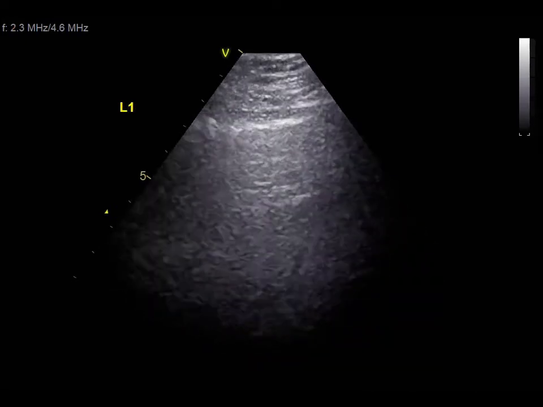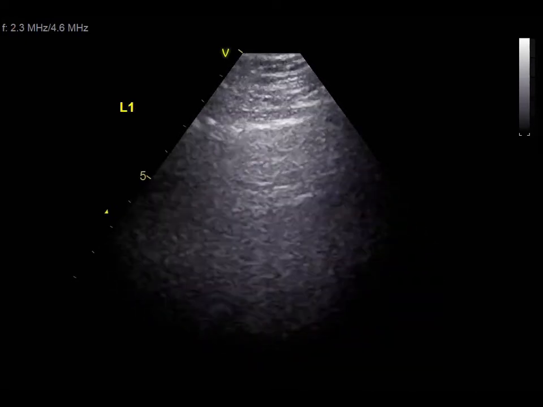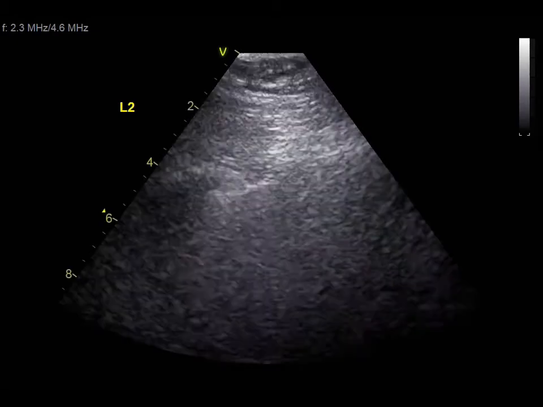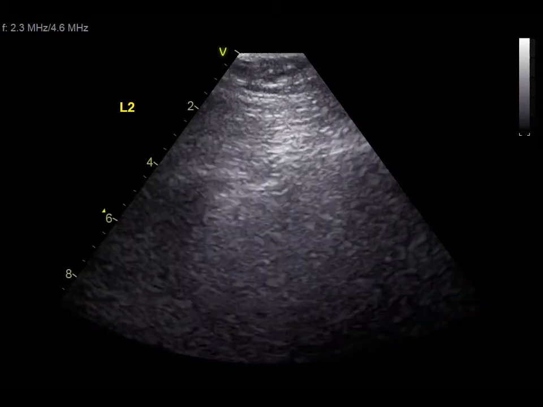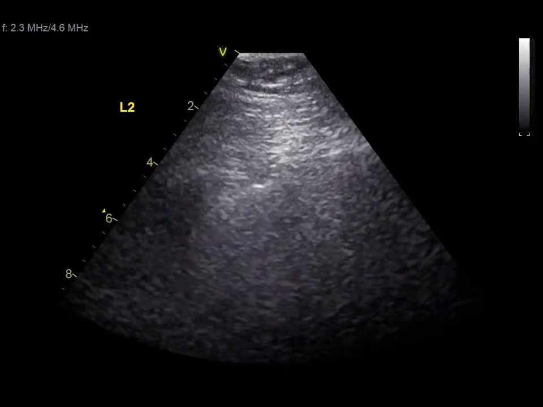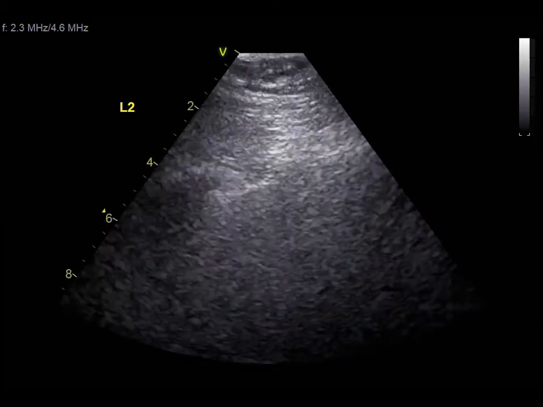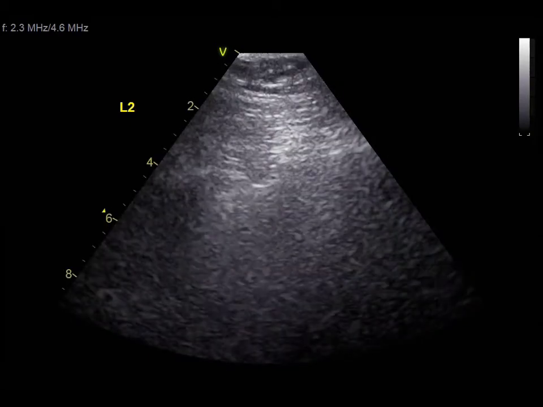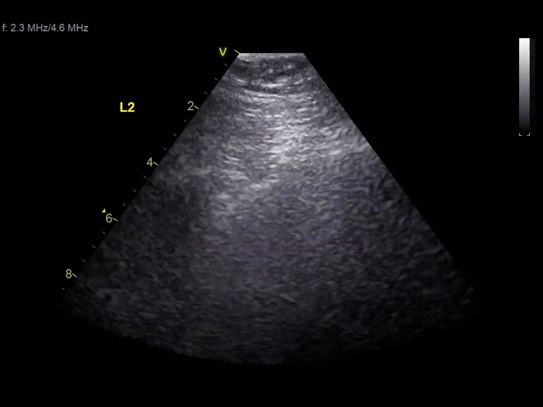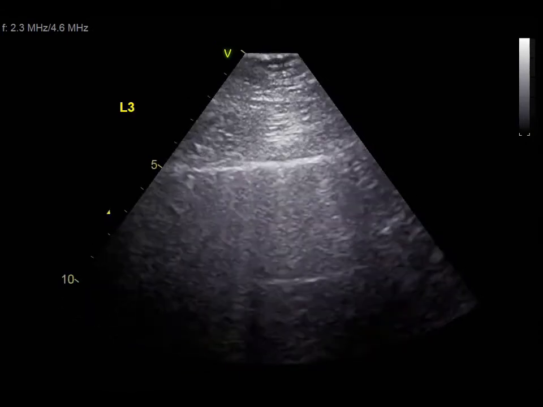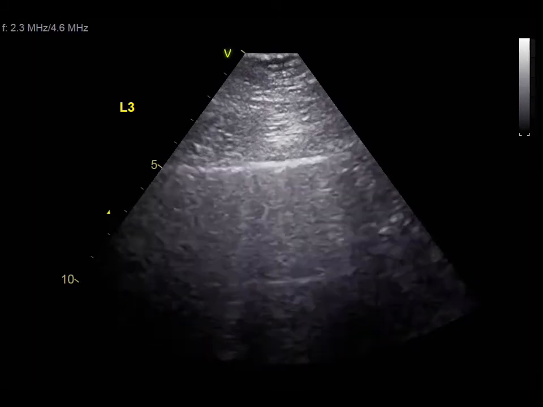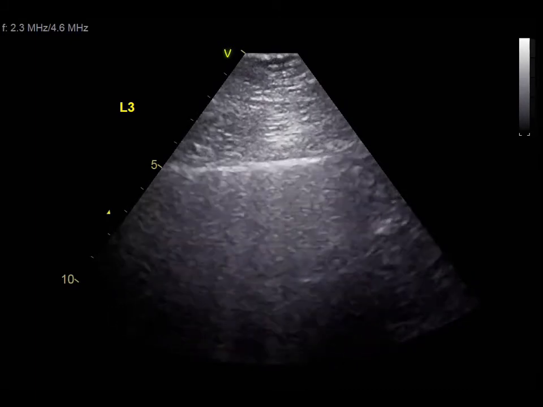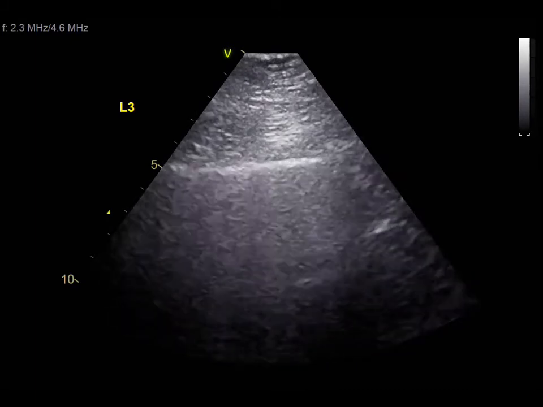Left side, upper part of the chest. This one's largely normal. L2, see how the pleura was a bit thickened there. So this is the pleural thickening and irregularities. And then if you go into L3, so this image is a bit different. It's looking sort of in between the rib space.